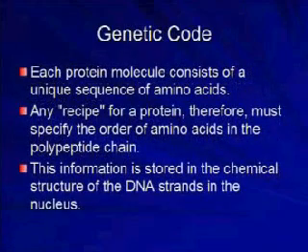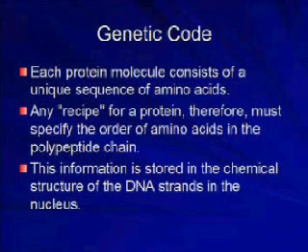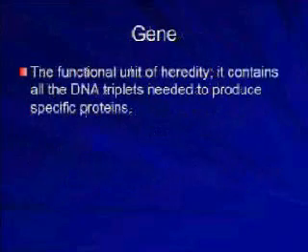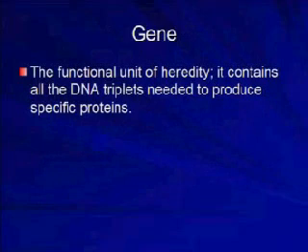Now, the genetic code. Each protein molecule consists of a unique sequence of amino acids. This is basically a recipe for proteins. Therefore, it must be specific, or you must specify the order of the amino acids in the polypeptide chain. The information stored in the chemical structure of the DNA strand is referred to as the genetic code. The gene is a functional unit of heredity and contains all the DNA triplets needed to produce a protein.